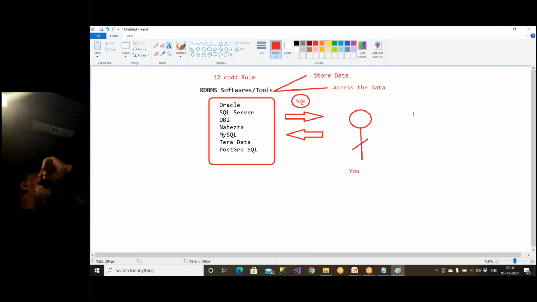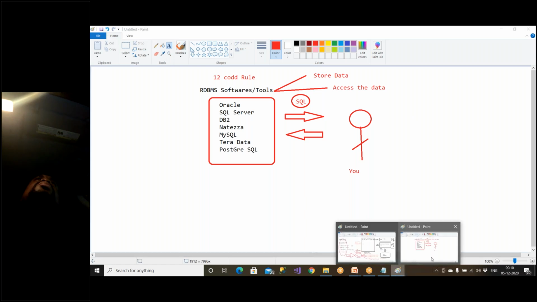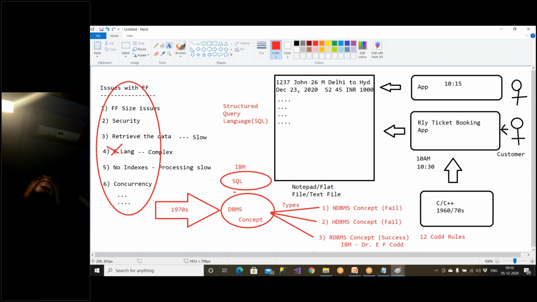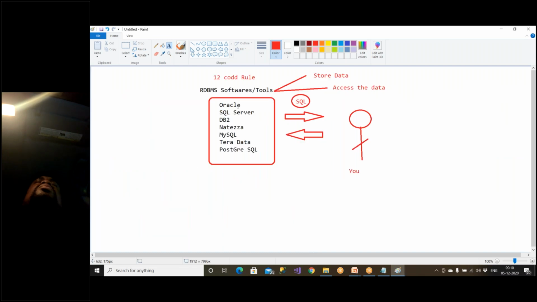Just like that, RDBMS is a sophisticated software where you can store unlimited data, a large amount of data, and you are free from these issues. So size issue, security issue, retrieving, indexes, concurrency, a lot of things will be taken care of by the RDBMS software itself. Clear? So tomorrow you can simply go to the RDBMS and get the data. RDBMS is a concept. Banking is a concept and Citibank is a company. Clear? Like that, RDBMS is a concept.